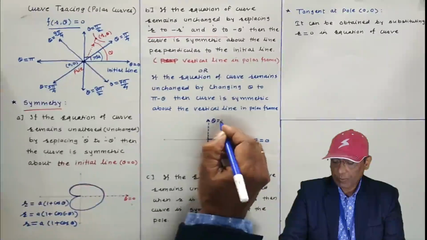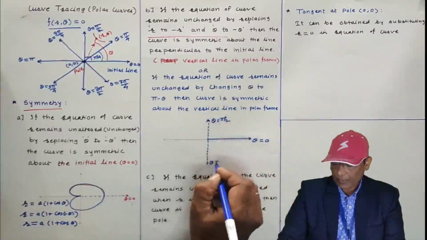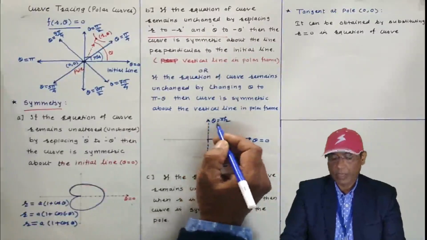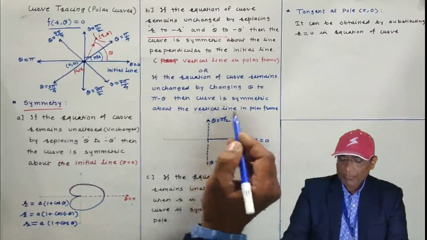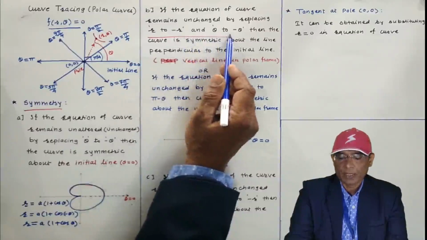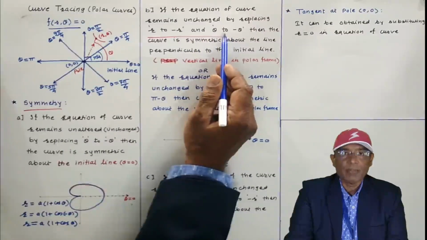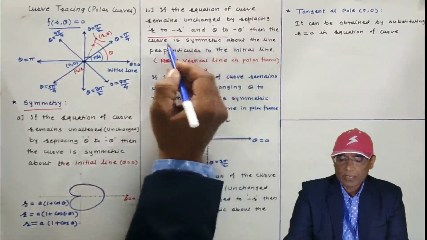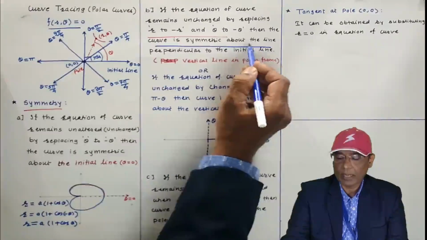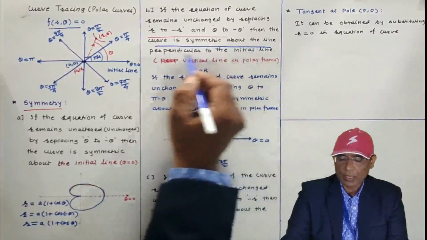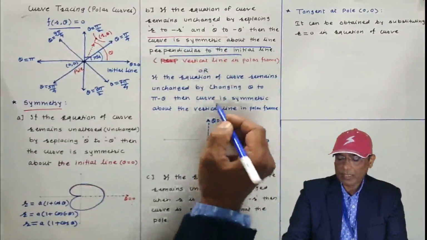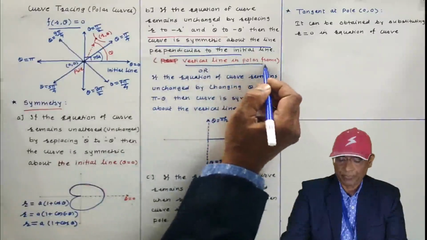This dotted line is perpendicular to the initial line. This line is 3 pi by 2, and this line is theta equals pi by 2. So if we change r to minus r and theta to minus theta, and on doing this the equation of the curve remains the same, then we can say the curve is symmetric about the line perpendicular to the initial line. The line perpendicular to the initial line means this vertical line. That's why I have written here vertical line in the polar frame.